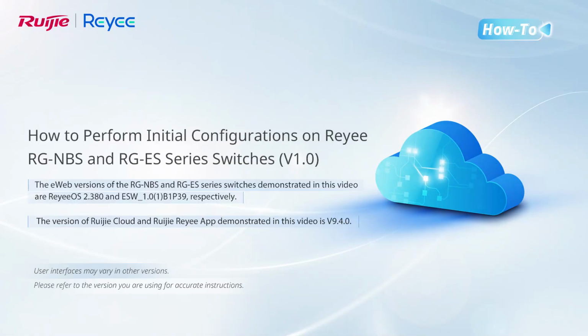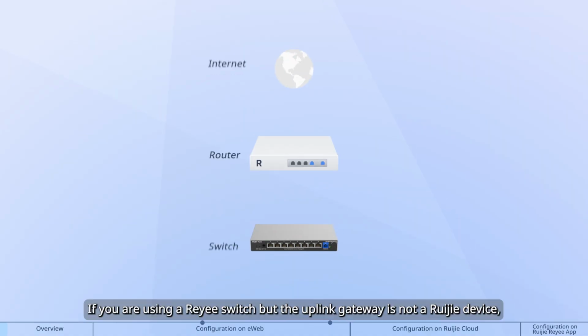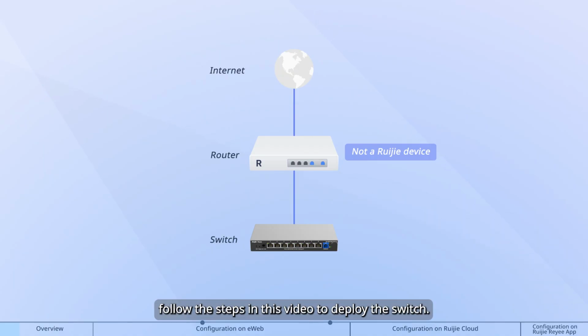This video introduces how to perform initial configurations on NBS and ES series switches using eWeb, Ruijie Cloud, and Ruijie Reyee App. If you are using a Reyee switch but the uplink gateway is not a Ruijie device, follow the steps in this video to deploy the switch.